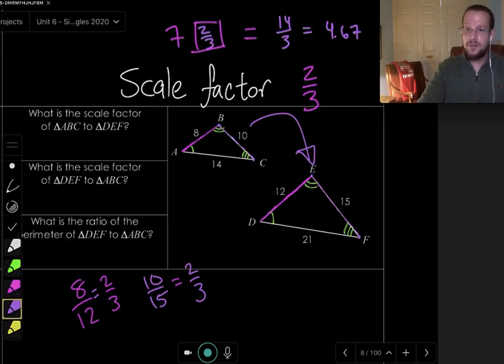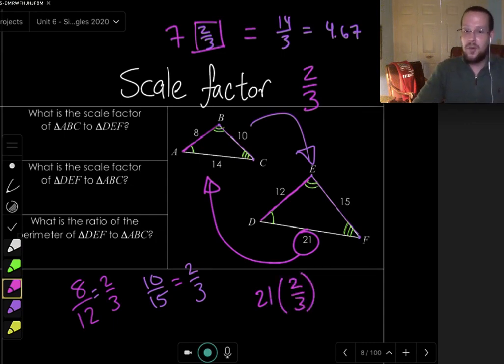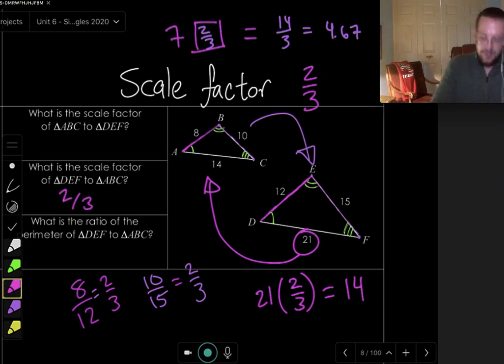It got smaller, right? And so if we were going to make 21 into 14, we would need to multiply 21 by a number less than 1. We would need to multiply 21 by 2/3. And in fact, 21 times 2/3 is 14. And so going from D to F makes the number smaller, so it has to be a fraction less than 1.